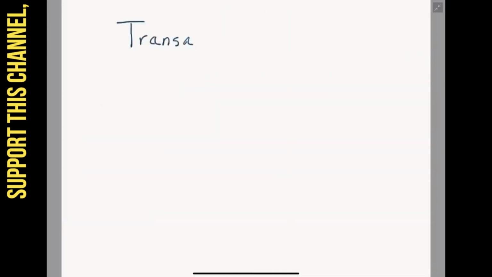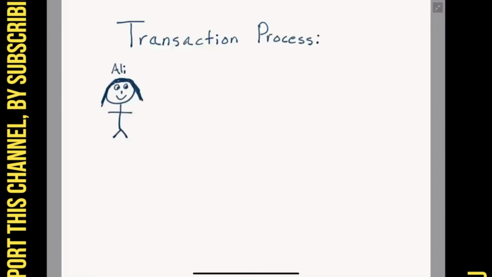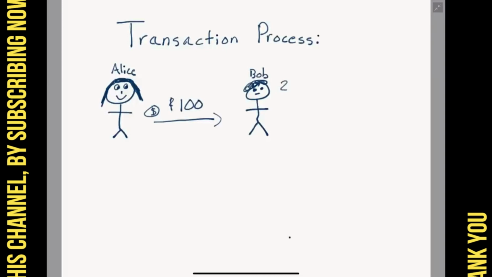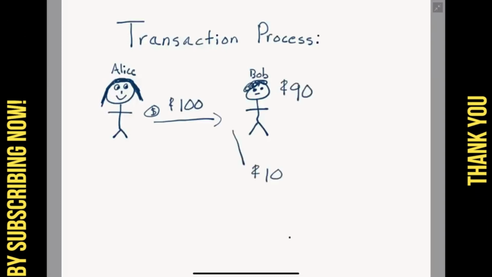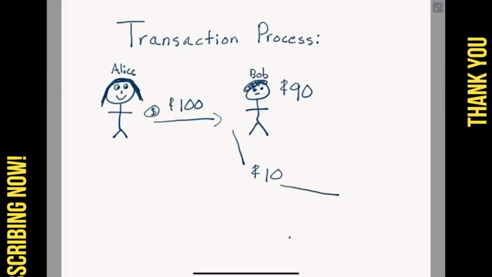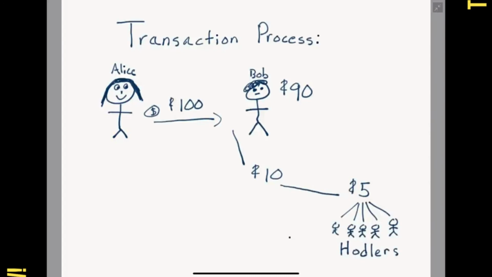For those of you who remember my first tokenomics video, I explained the transaction process of Safemoon. If Alice sends Bob $100 in Safemoon, 90% of that, or $90, is received by Bob, and 10%, or $10, is separated, split in half. 5%, or $5, is redistributed to all Safemoon holders, and the other 5% is sent to liquidity.